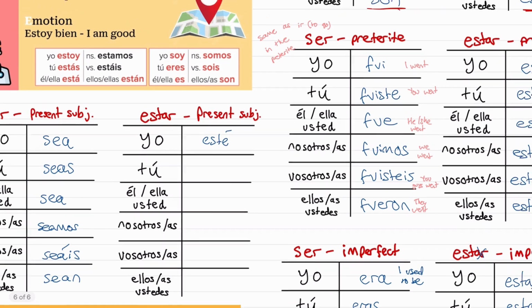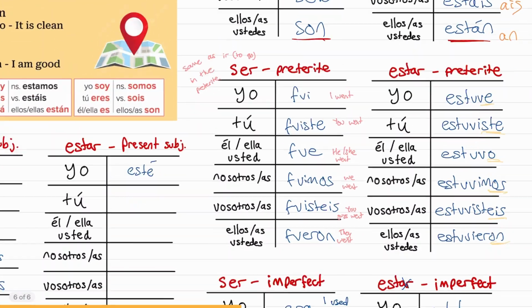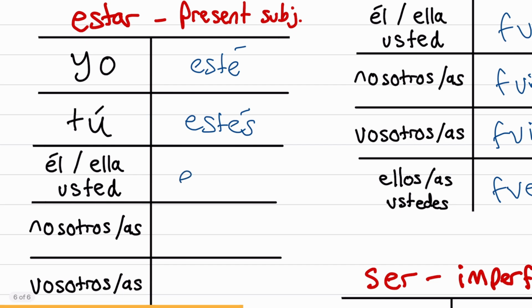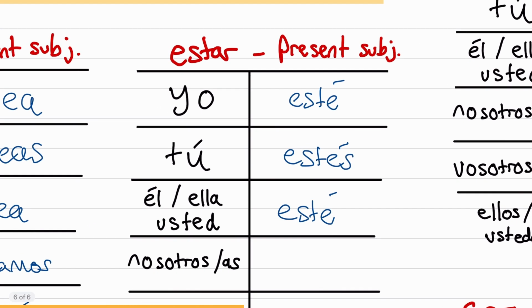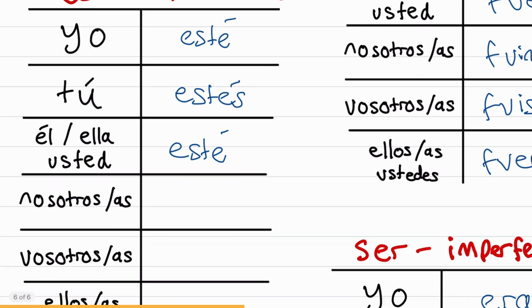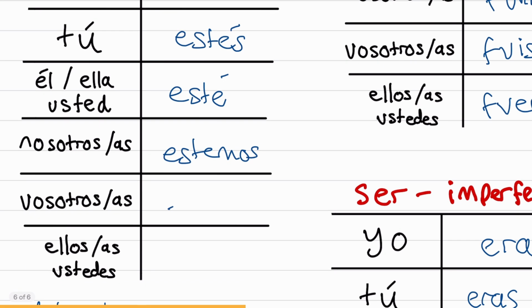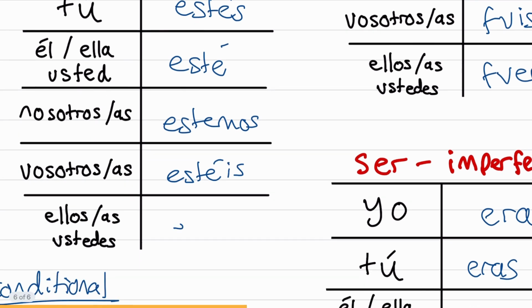And then here, esté. So it sort of looks like estoy slightly, doesn't it? It begins the same way. But esté, estés, esté again. So it's the same for the I and the he, she, for quite a lot of these. Esté, estemos, estéis, and then lastly, estén.